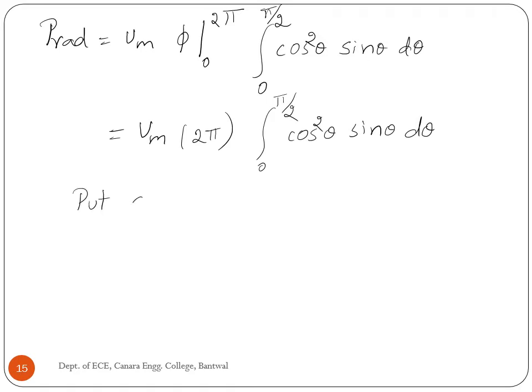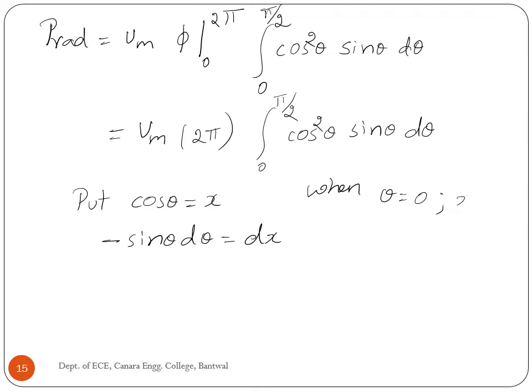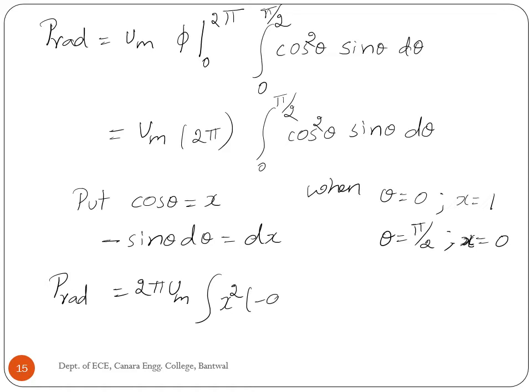Put cos theta equal to x, so minus sin theta d theta equal to dx. When theta equal to 0, x equal to 1, and when theta equal to pi by 2, x equal to 0. Therefore, radiated power is equal to 2 pi Um times the integral of x square minus dx for a limit 1 to 0.